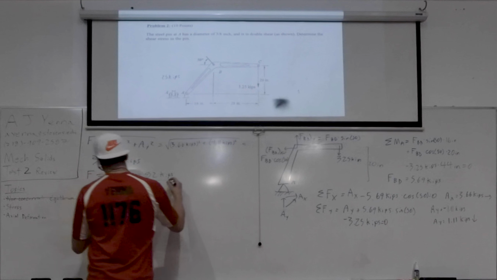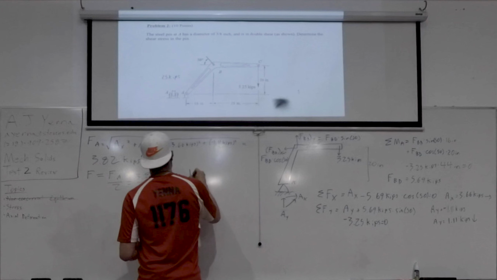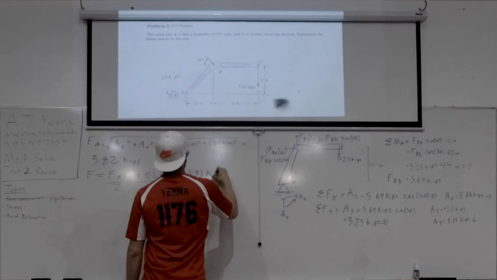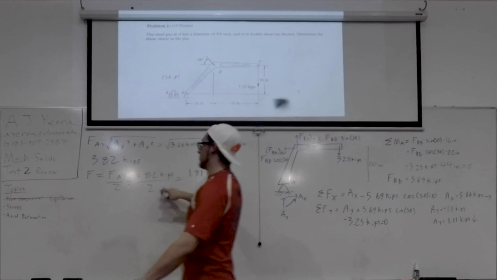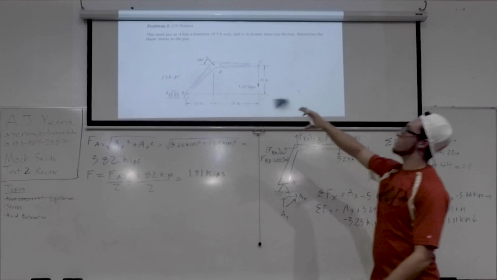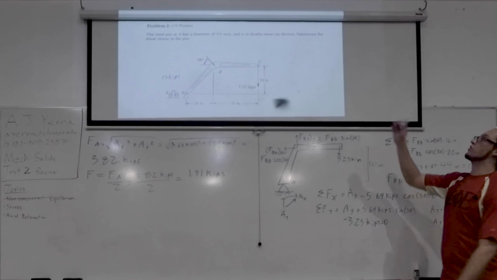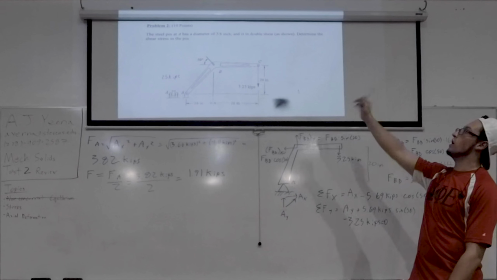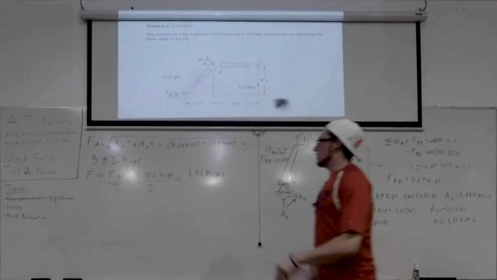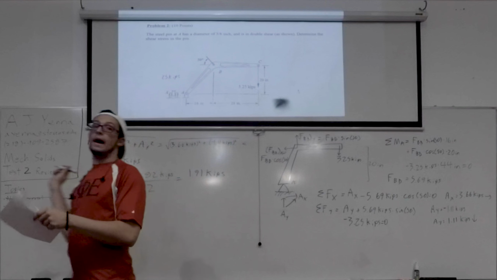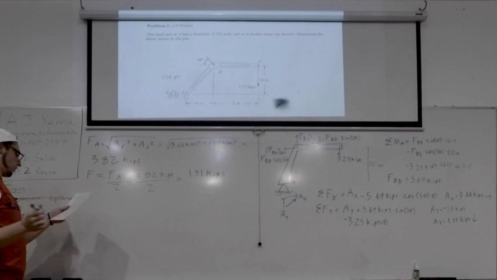divided by 2 is 1.91 kips. So it's a very simple step mathematically, but it's very easy to miss if you don't fully read the question or really pay attention to the way it's drawn. So keep your eye peeled for how that's given. Any questions on that? Cool.